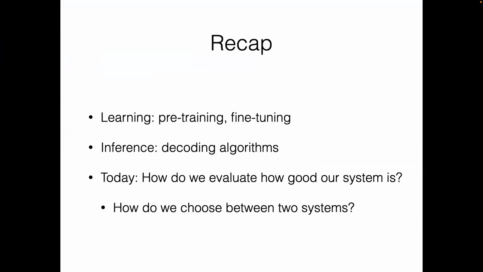So if we just recap some things we've talked about so far, we talked about learning, so pre-training and fine-tuning. We'll talk about some more learning algorithms like reinforcement learning in a bit, but those basically give you some model to work with. Then we talked about performing inference, so like generating outputs with a model using these decoding algorithms like sampling or greedy decoding. And so today we're going to talk a bit about how we might evaluate how good our system is and even what good might mean.